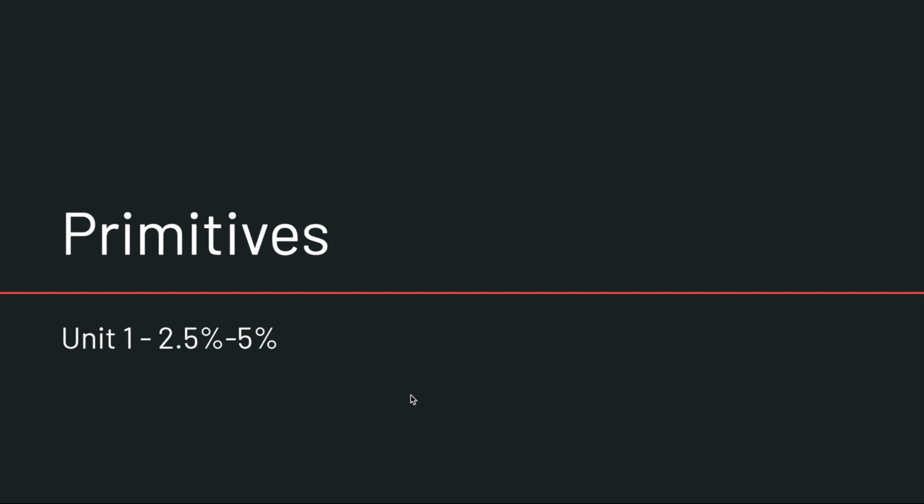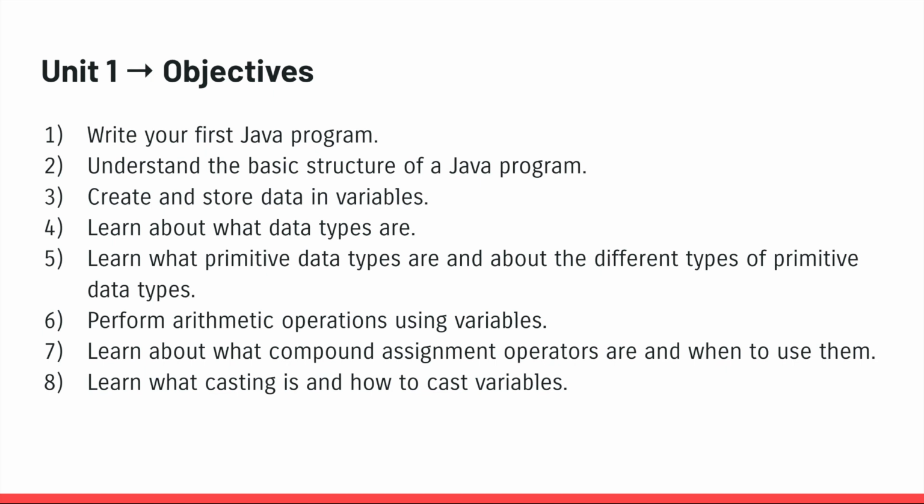Now that being said, let's get started with Unit 1 of the AP Computer Science A curriculum, which is on something called primitives. Now, we're not going to be covering all the units in order, but we will be covering all of the units at some point in time. So if you see me skipping around, don't worry. In this particular unit, we're going to write our first Java program. We're going to understand the basic structure of a program. We're going to get into variables and data types, arithmetic operations, and finally, we're going to learn about something called casting. If you don't know what any of those are, stay tuned and I'll explain all of those concepts to you in detail.